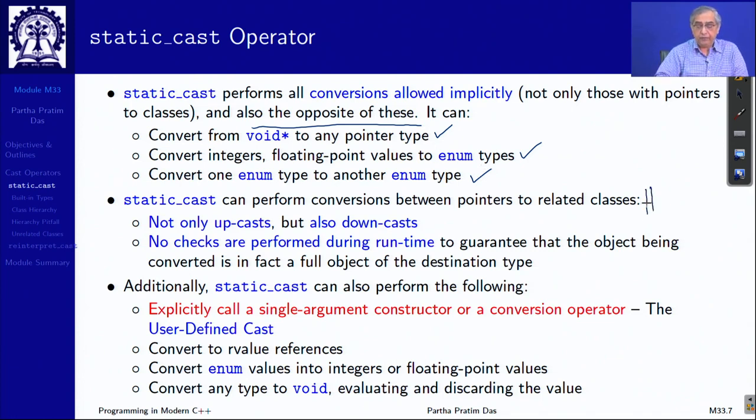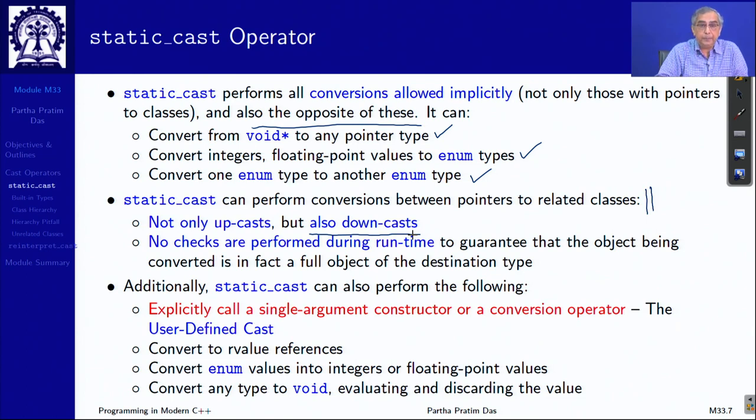Static cast can perform conversions of pointer types to related classes. Certainly, it can do upcast because it is implicit, but it can also do downcast, though that is not the proper way to do downcast. We will see in the next module the downcast operator specifically, but static cast also allows you to force a downcast if you really need to do that.